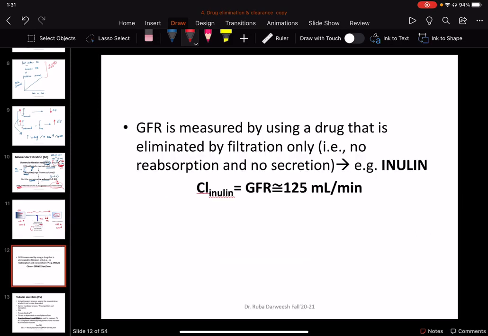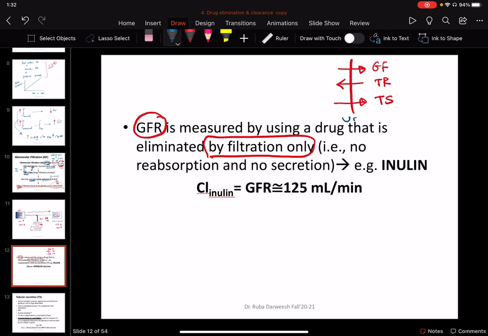Usually we measure the glomerular filtration by material that is only eliminated through filtration, which means that if we are talking about glomerular filtration, we talk about tubular reabsorption and tubular secretion to produce at the end urine, right?